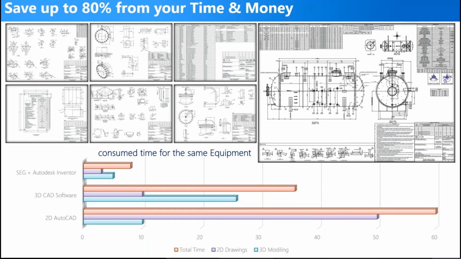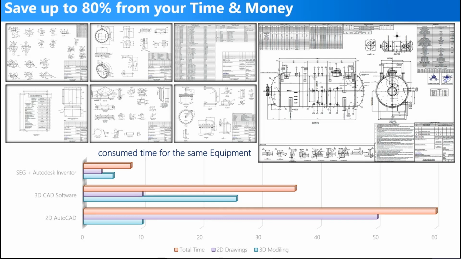By using a pure CAD software like SolidWorks or Autodesk Inventor, we consumed around 28 hours to generate the 3D model and the 2D drawings for this equipment. By using SEG software plus Autodesk Inventor, we consumed between 7 and 8 hours to generate the complete 3D model and all of the detailed drawings for this equipment.